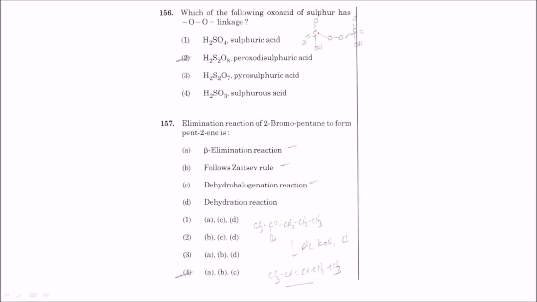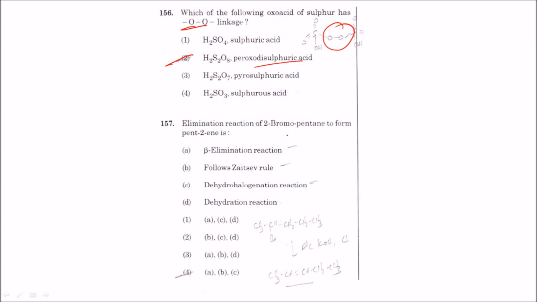156. Which of the following oxo acid of sulfur has an O-O link? Okay, that's like a peroxide linkage, right? You can see this is again a direct question. If you know the structure, it's very easy to opt. H2S2O8, that's peroxodisulfuric acid, has a peroxide linkage. Okay, O-O linkage, right? 157.